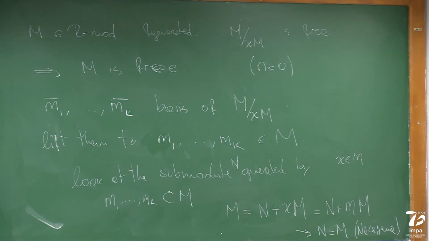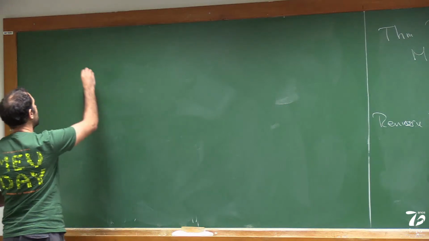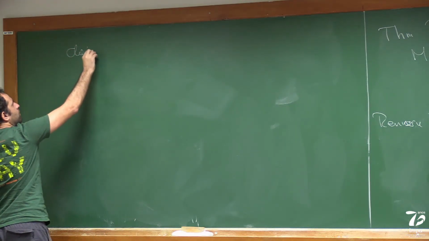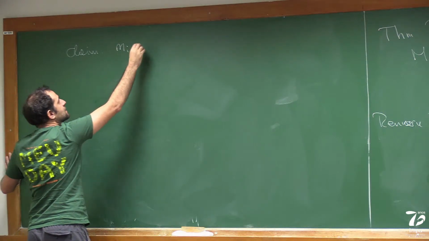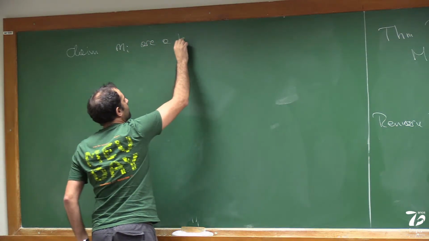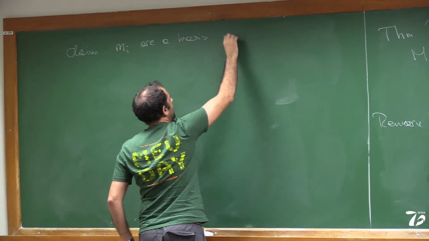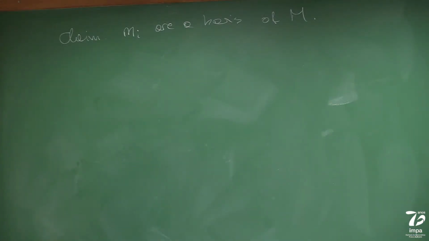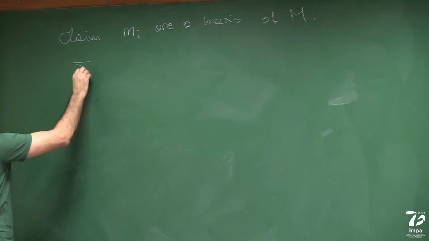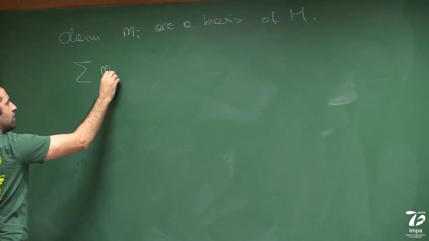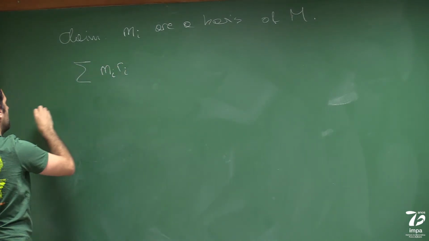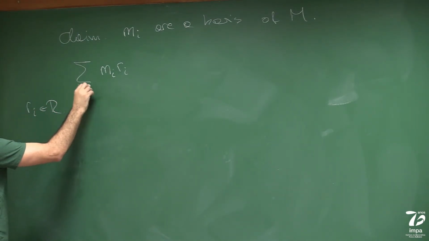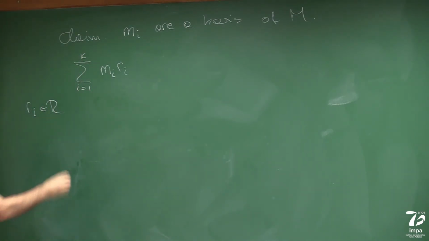Anyways, so now I need to check that these guys, that these mi's are linearly independent. So claim: the mi's are a basis of M. So let's take a linear combination of those guys, where these ri's are elements in the ring. And let's suppose that this is 0.